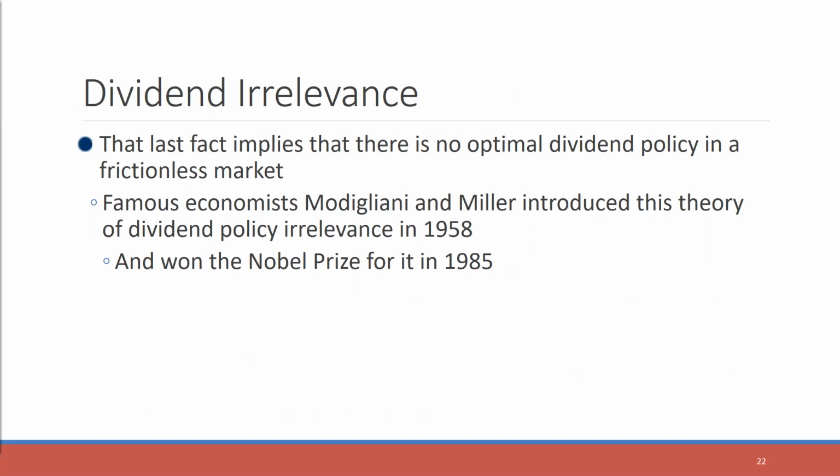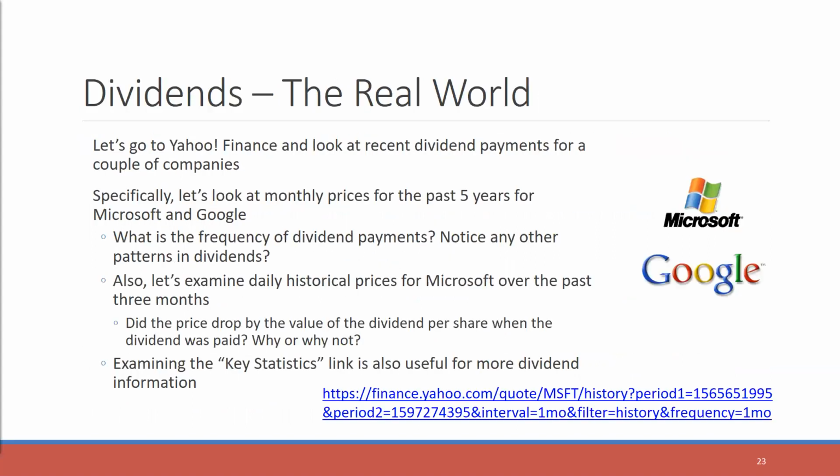This idea was put forward by the very famous economists Modigliani and Miller. They introduced this theory of dividend policy irrelevance in 1958. They actually won the Nobel Prize for this in 1985.